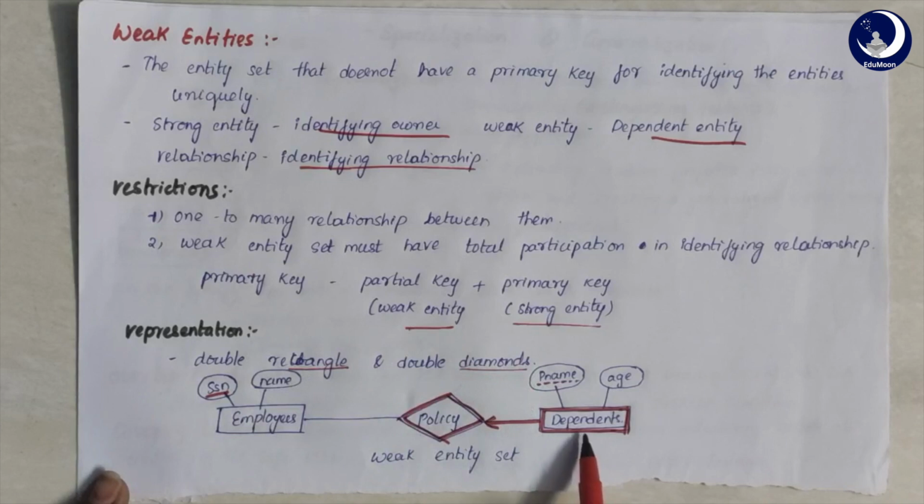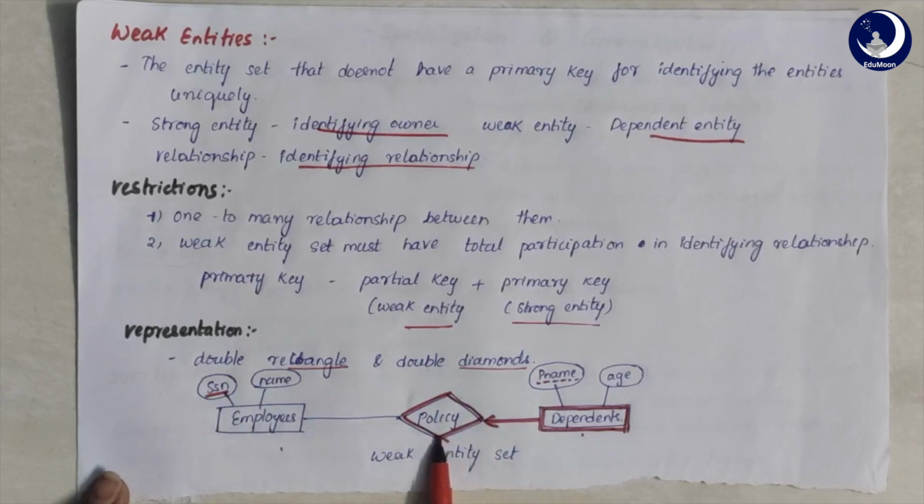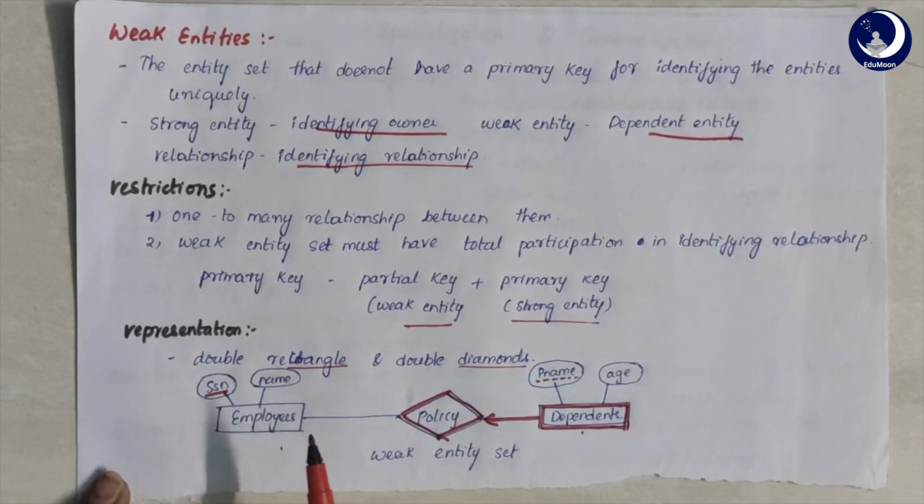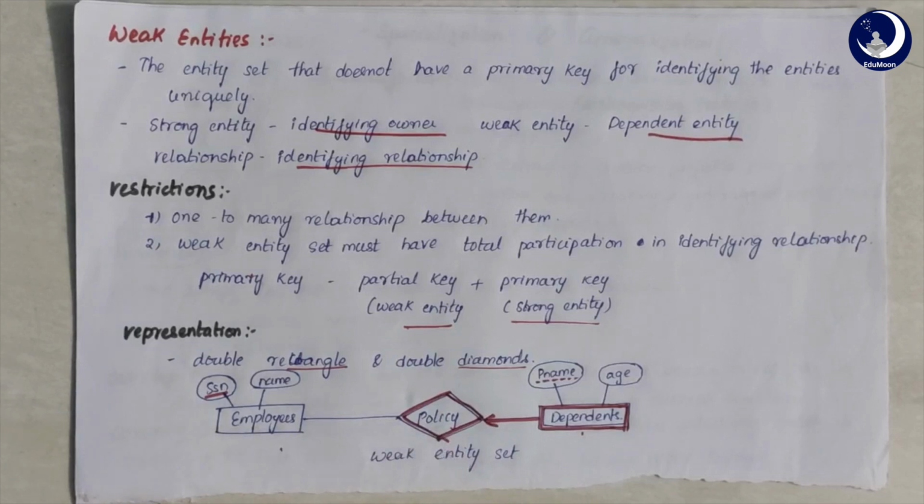We represent the weak entity with the help of a double rectangle, and the relationship between the strong entity and the weak entity, that means the identifying relationship, is represented using a double diamond. In our example, there are two entity sets: employees, and dependents and policy. The policies given to each employee depend on different factors. That means it can be his age, it can be the position he is working in, it can be the department he is working in, right? But depending upon the department, you can't define the policies, because one person might be working in two or more departments as well. So department is a dependent here.